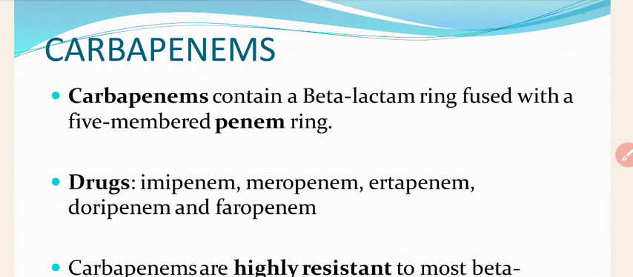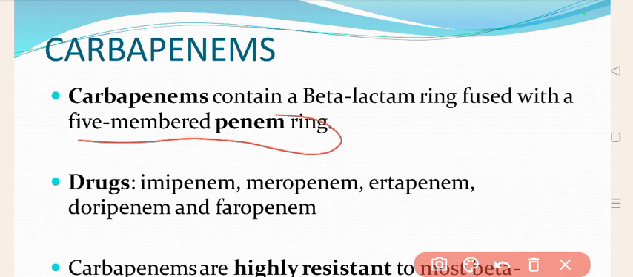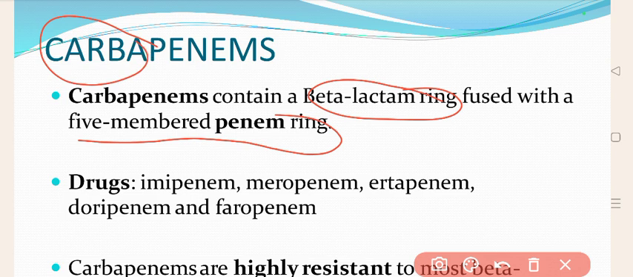Now we discuss the carbapenems. Carbapenems contain the beta-lactam ring, which is fused with a five-membered penem ring, and hence the name carbapenem.